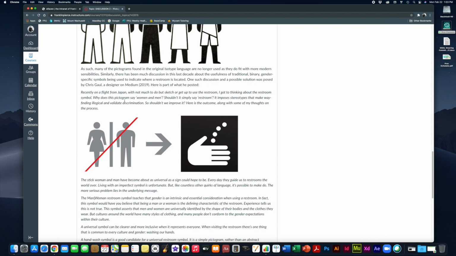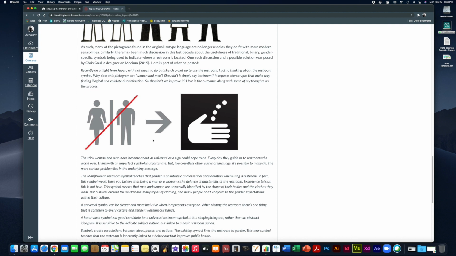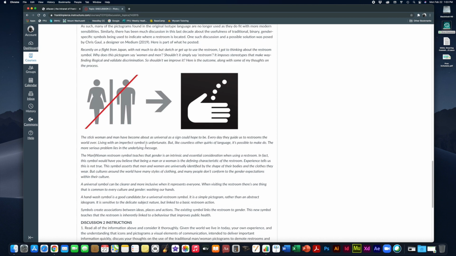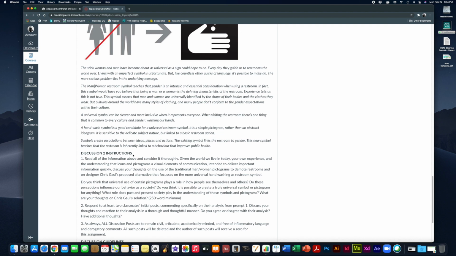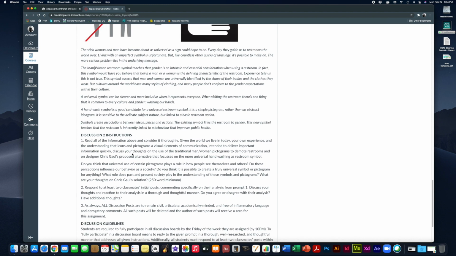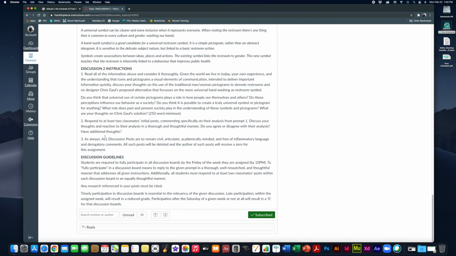This guy named Chris Gall in 2019, he came up with an alternative representation that sort of takes the whole representation of public restrooms outside of the gender representation, the gender pictograms, and brings it into more of a practical representation revolving around things like hand washing. And anyway, once you've read through all that and your head is all full of that history of pictographs and pictograms and all of these other things, then you can dive into the discussion itself.